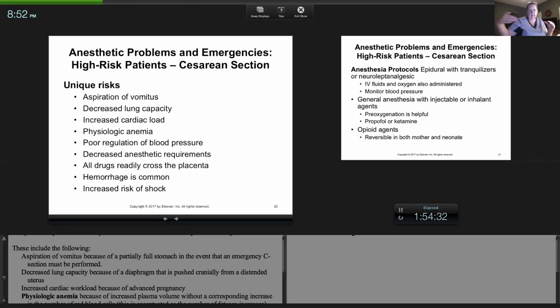The vena cava is coming through the abdomen back to the heart. The uterus is pushing sometimes on the vena cava. So sometimes the heart is working harder to try and suck blood back to it.